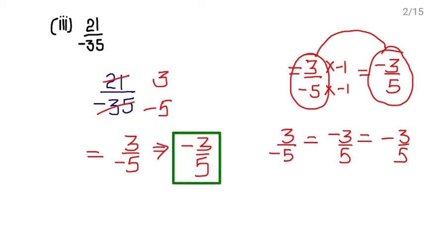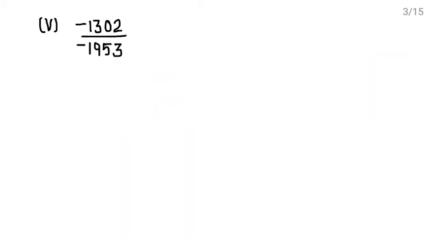This is your answer. Next, the fifth part is minus 1302 upon minus 1953. Now firstly you have to find with which number the numerator and denominator are divisible. The numerator is divisible by 2, but the denominator is not divisible by 2 because this is an odd number. Right, now check by 3.